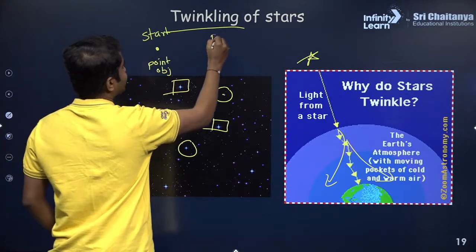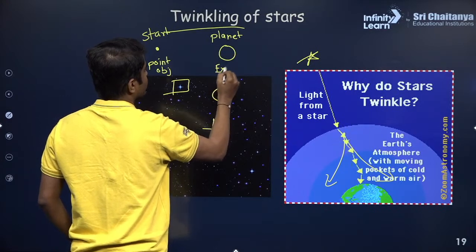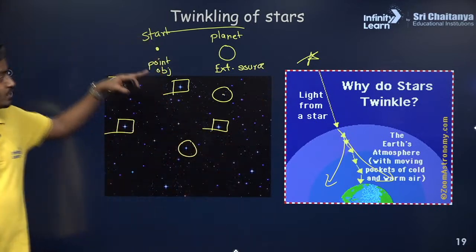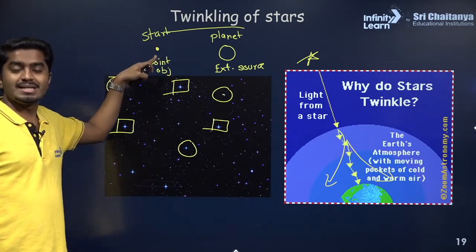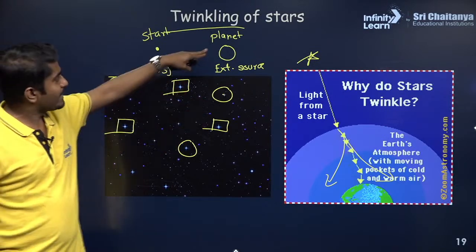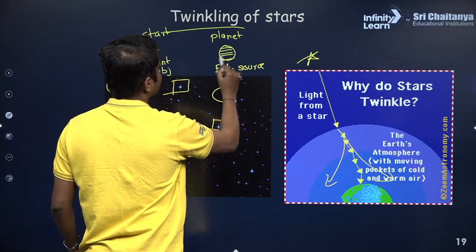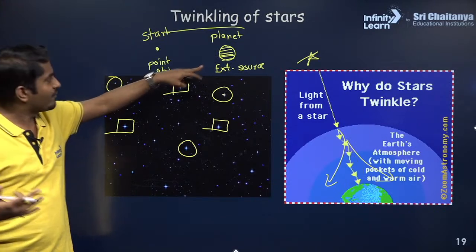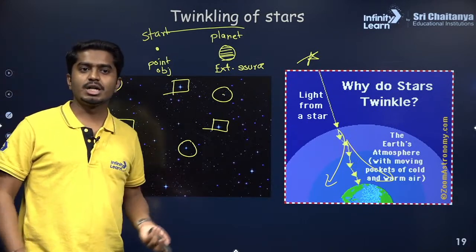So a star will look like a point object, and if it is a planet, it is an extended source of light, correct. Now the light coming from the dot will sometimes be visible, sometimes it may not be visible. That is the reason the stars twinkle. For planets, because it is an extended source, the light coming from the different points on the planet will average out. The variation will average out. So the planets do not twinkle. That is the twinkling of light.